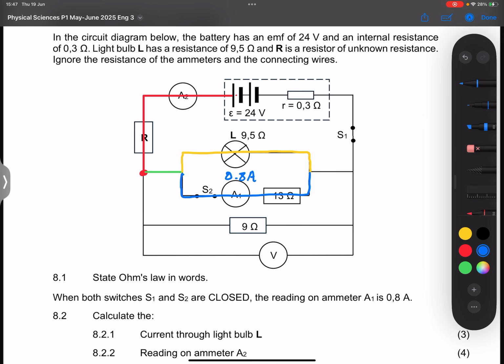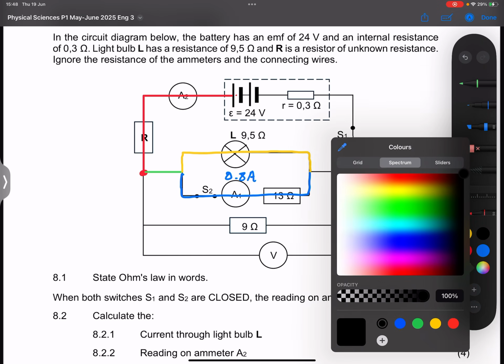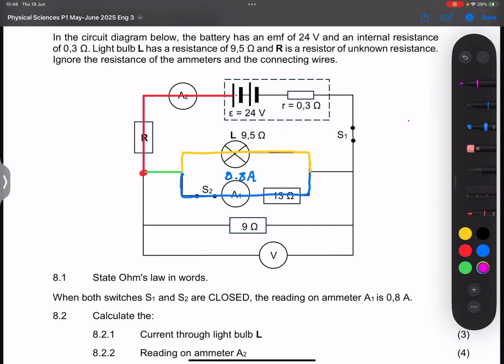What does that mean? It means that both the light bulb as well as the 13 ohm resistor actually divide current, so those resistors must be in parallel. But I also realize that in this case, current split even further. Some of the current went through the 9 ohm resistor. Once you get to this node, we're going to have the green current over there, because the yellow and the blue put together give us that green current.